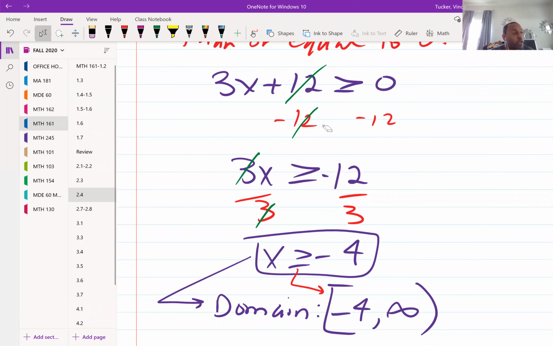And so since we have x is greater than or equal to negative 4, that means our domain goes from negative 4 to infinity. And don't forget, it's the or equal to, so this time we use a bracket because we can use the negative 4. Any questions?